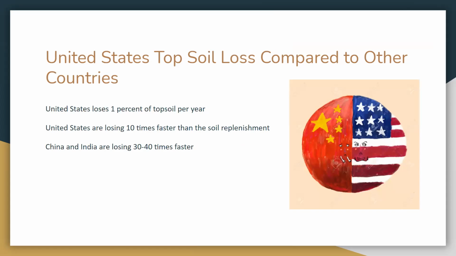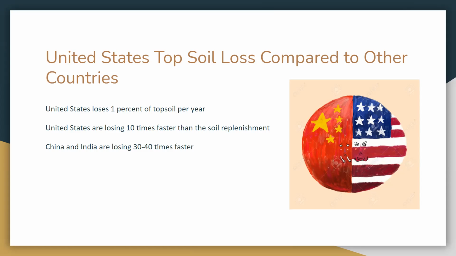United States topsoil loss compared to other countries. The United States loses 1% and is losing 10 times faster than soil replenishment, unlike China and India, because of our population. China and India have over a billion people in their countries, while the United States has about 300 million. That is the reason why China and India lose soil 30 or 40 times faster than the United States.